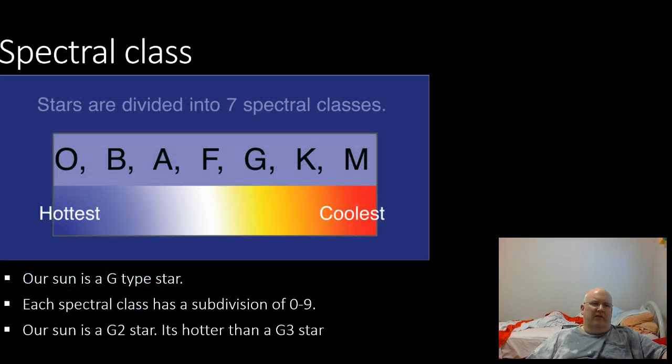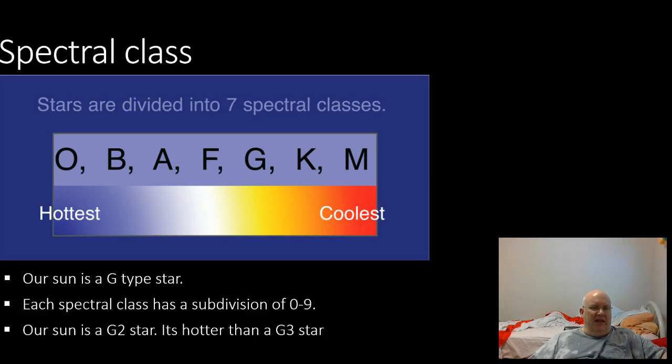So there's the letters. They're called the spectral classes, and they're based upon the spectra of elements observed in certain size stars. Our sun is a G-type star, and because there are so many stars and there's just 7 letters, each spectral class is subdivided in a range from 0 to 9, basically 10 digits.